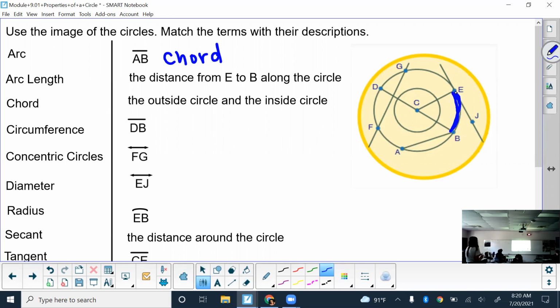All right, now we have the distance from E to B along the circle. So right here, what would that be? Good, I'm going to put arc length, because arc will fit better in one of these other definitions. So we're going to put arc length for that one, because it's the distance from E to B along the circle.